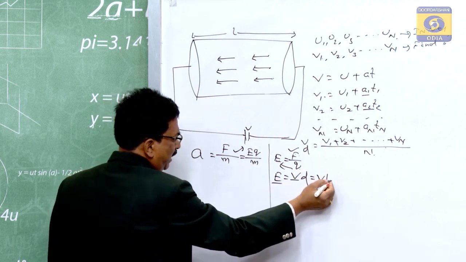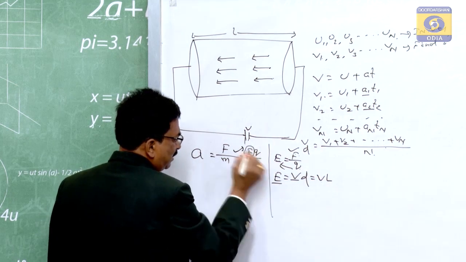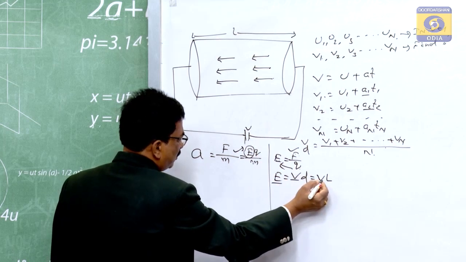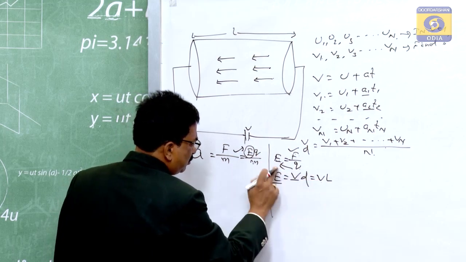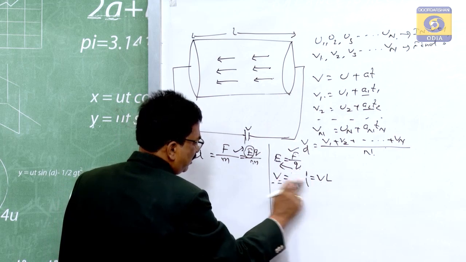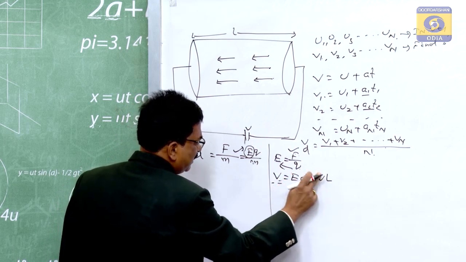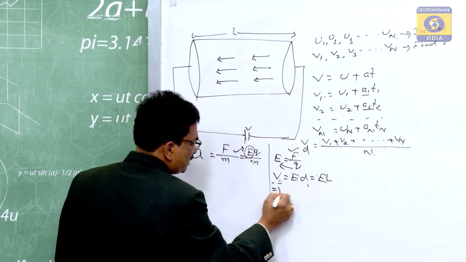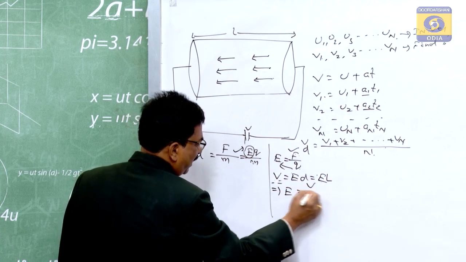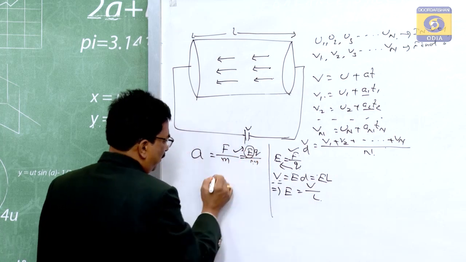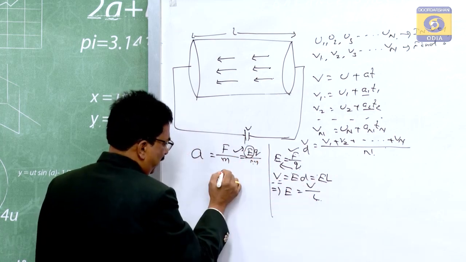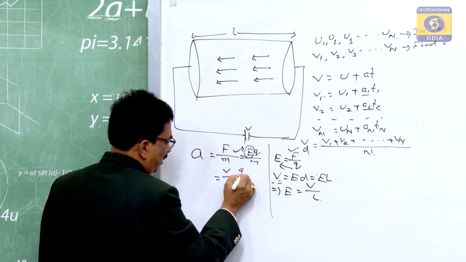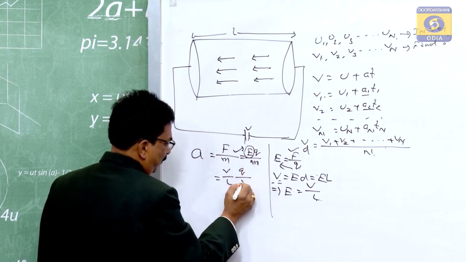E is equal to V by L. Suppose we substitute V equal to E times d, which means E is equal to V by L. So if we put the value of E equal to V by L, then the acceleration is V by L times Q by M.